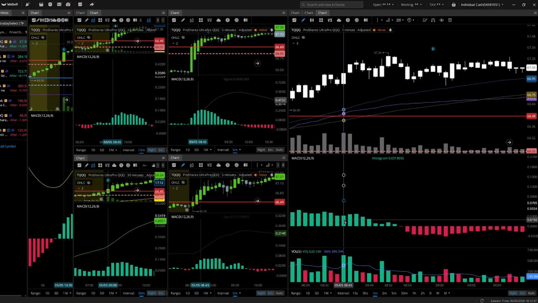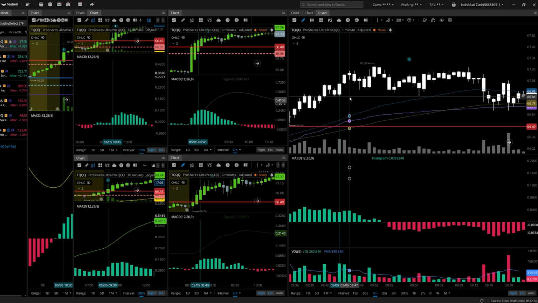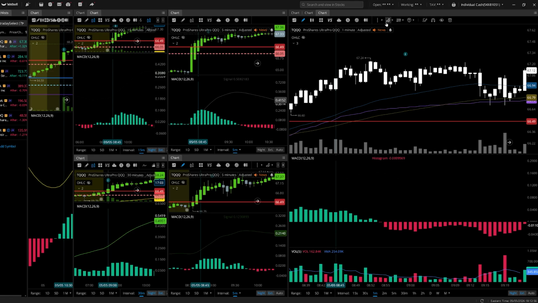This MACD is slightly higher. This one right here where this line is. This is slightly higher than this one. That means the momentum is now increasing. So the first entry was right here.